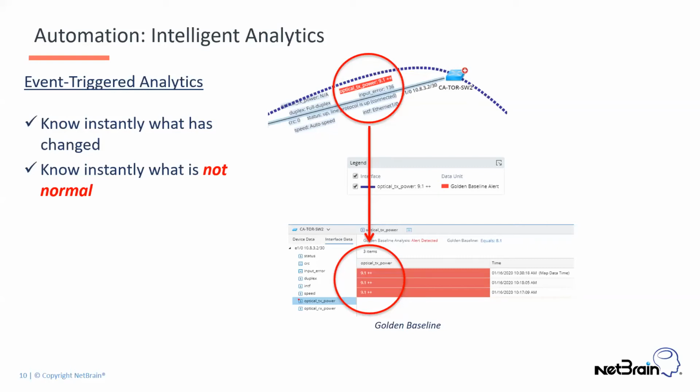this stressful incident investigation? So NetBrain, with its golden baseline functionality, is able to track and baseline thousands of variables, right? Things you would not necessarily think to check, and reveal those on the map automatically.